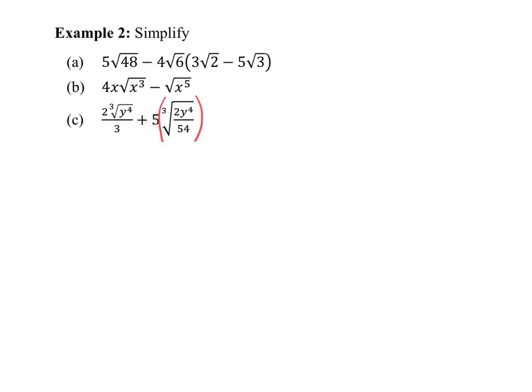Let's start with the first one up top. 5 root 48 minus some other mess, right? That whole mess on the right. Well, 5 root 48 can be broken down nicely. 48? What's 48? 16 times 3. Good. That's right. So we'll start with that. It then becomes 5 times 4 times root 3, which is 20 root 3.